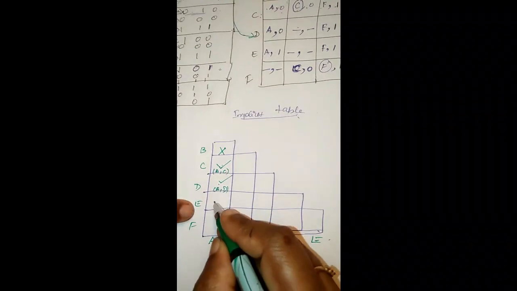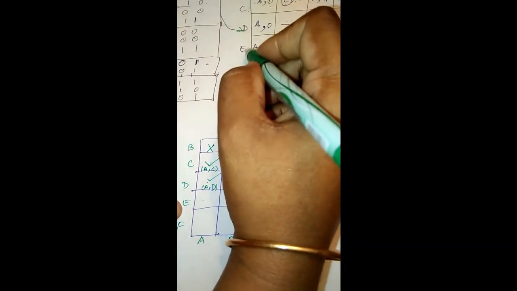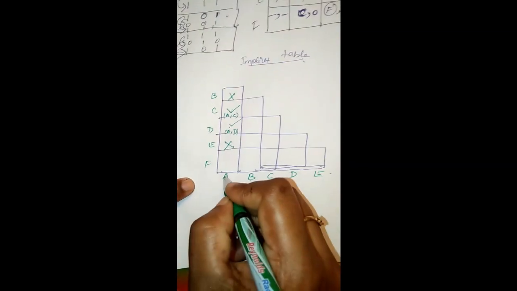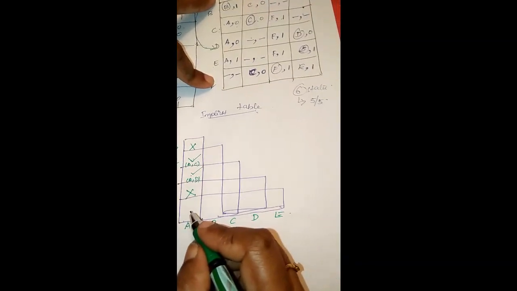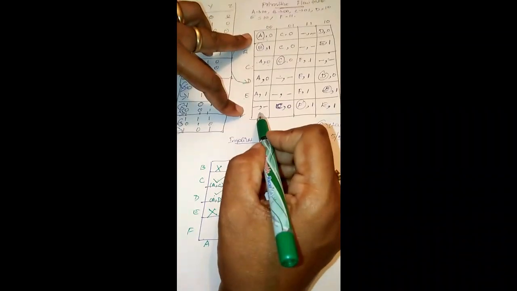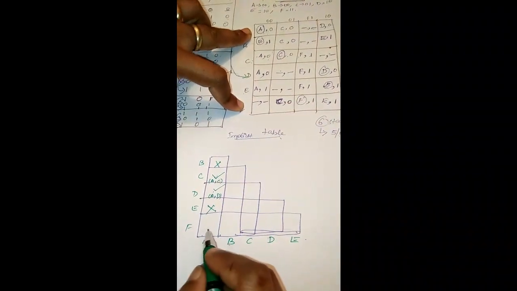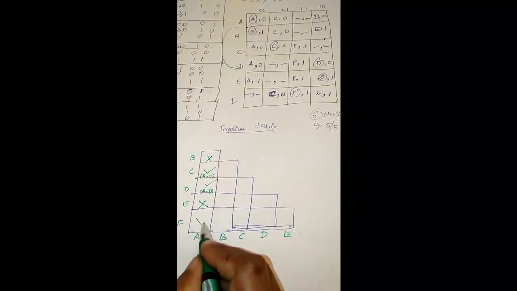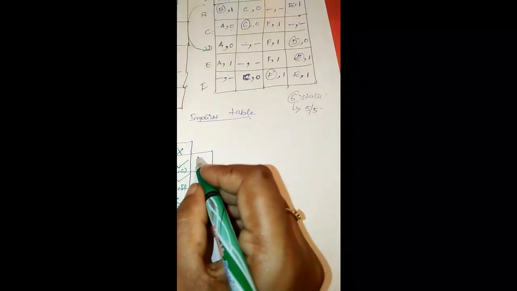Now A and E, you can compare. A and E, you can see the output is not matching, so I'll just put an X. Next is A and F. You can see here A and F again is not matching because one of the outputs is not matching. Even if one term doesn't match, you can just cross it.